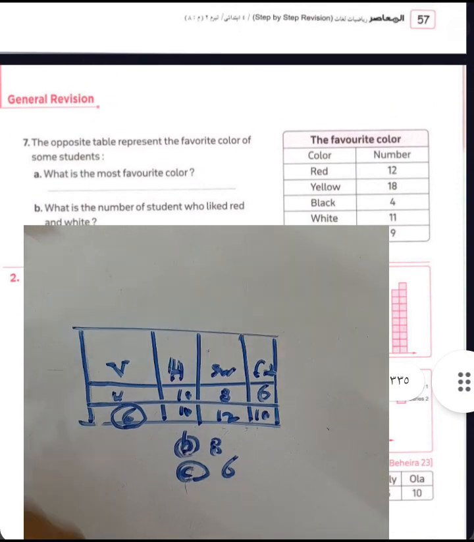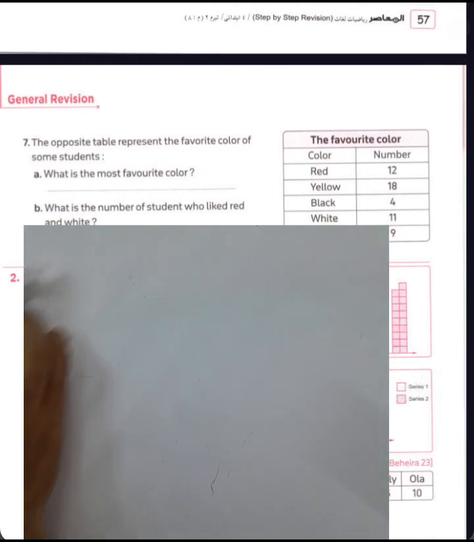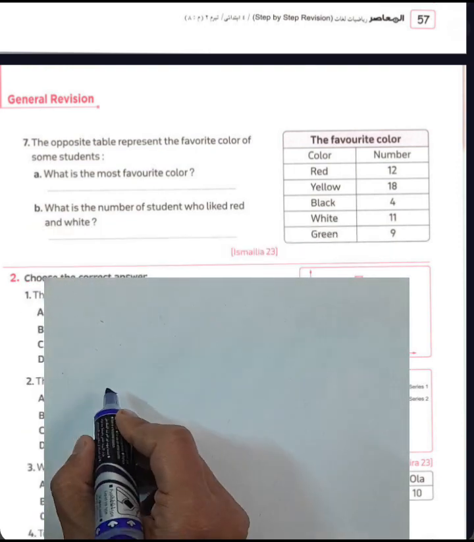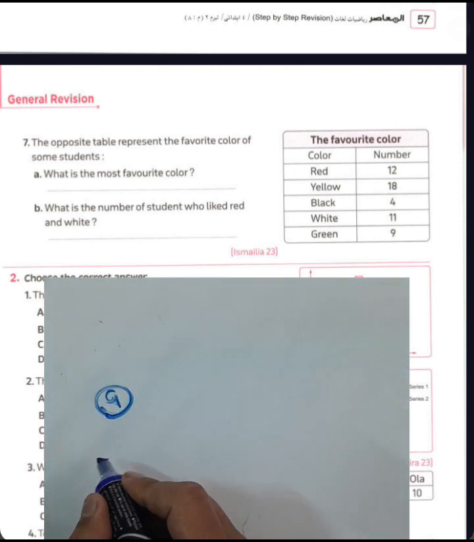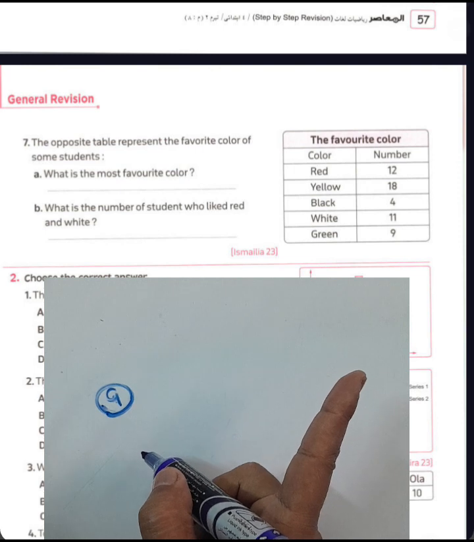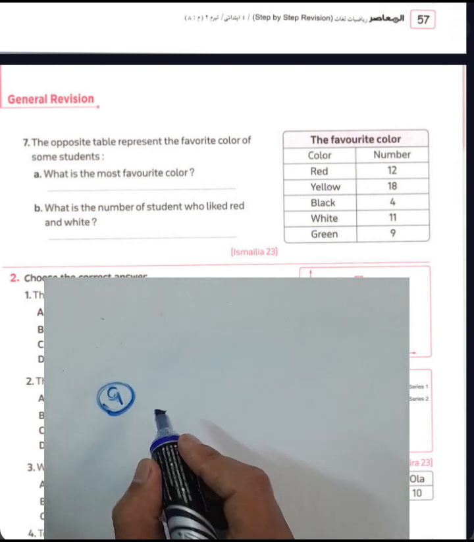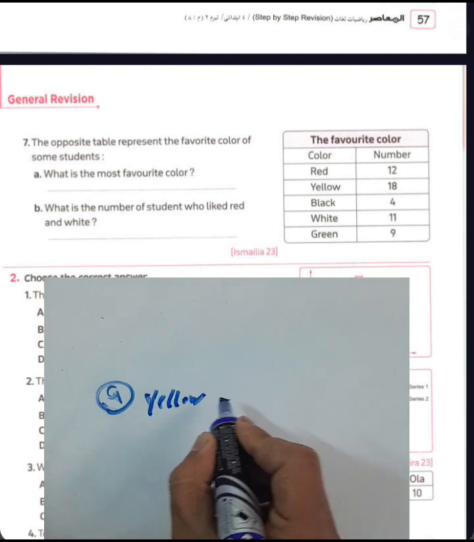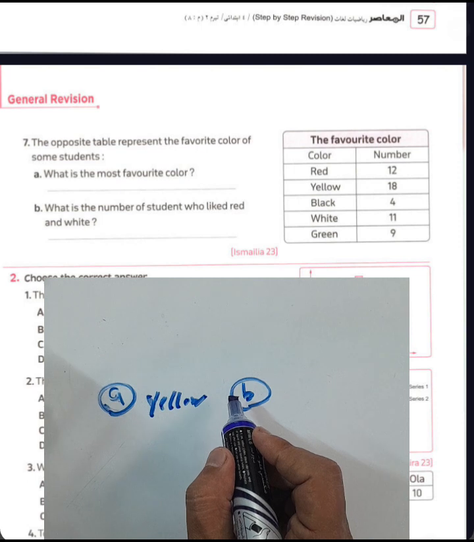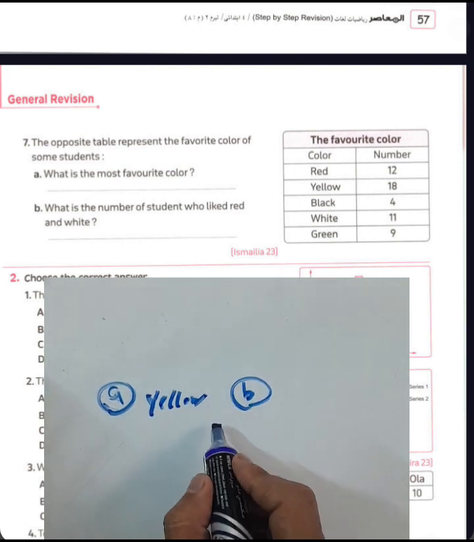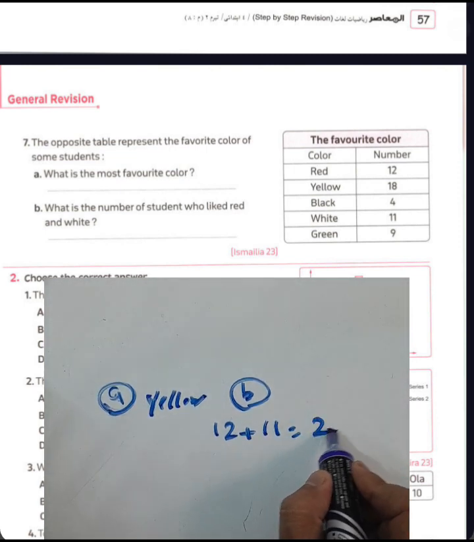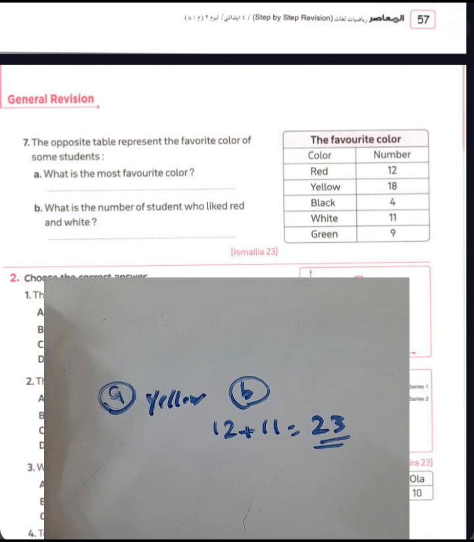Question 7. The opposite graph represents the favorite color of some students. Okay, letter A. What is the most favorite color? The most favorite color here, the greatest number, was 18, yellow. Letter A, yellow. Letter B, what is the number of students who like red and white? Red was 12 and white was 11. You can add them. It will be 23. The total number will be 23.